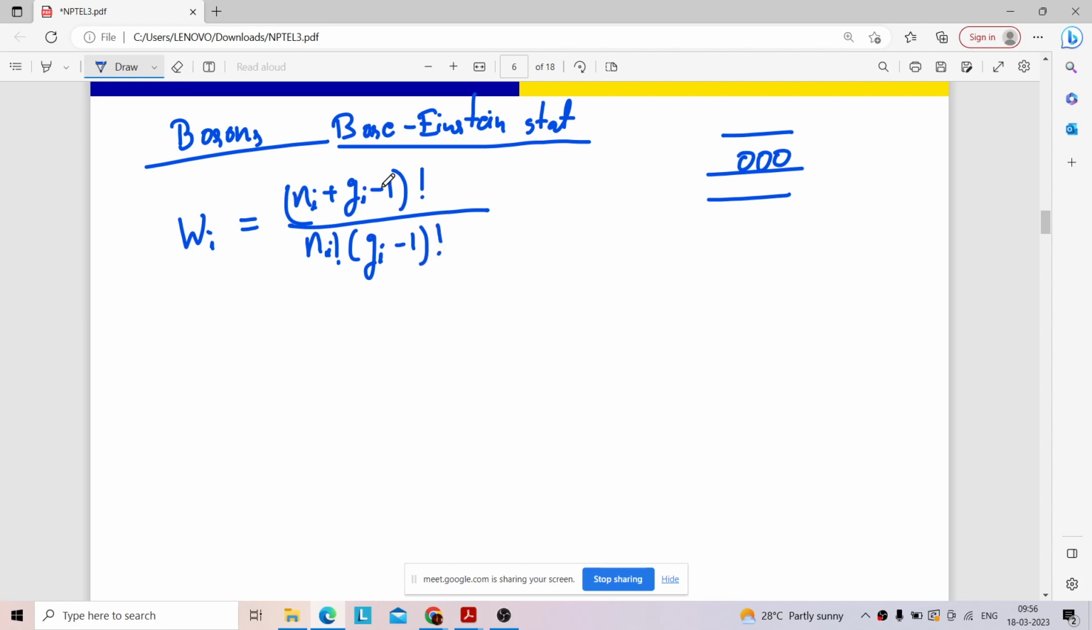See, in the numerator, we now have Ni plus Gi. So we have extra energy levels. They see more seats, meaning bosons sit in more seats or steps than fermions.